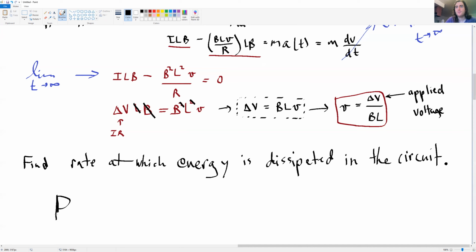Well, just to remind you, power is the rate at which energy is dissipated in the circuit. And the only thing dissipating power in this problem is the resistor, right? So the power dissipated in the resistor is given by I times delta V R, and that is I_R squared times R. These are functions of time, by the way. Okay, I'll let you guys work on that.